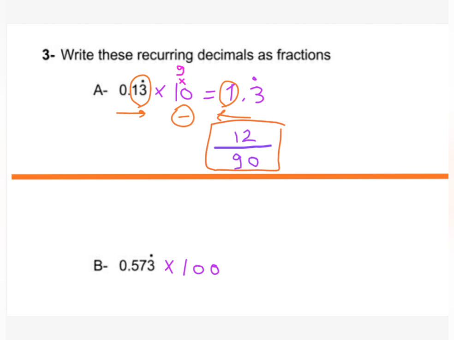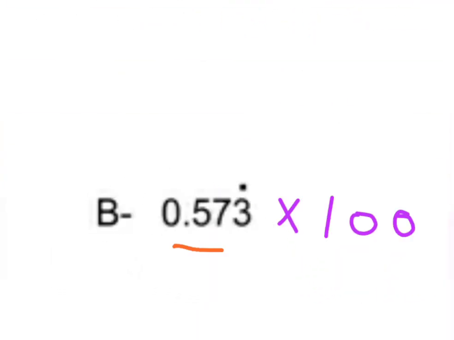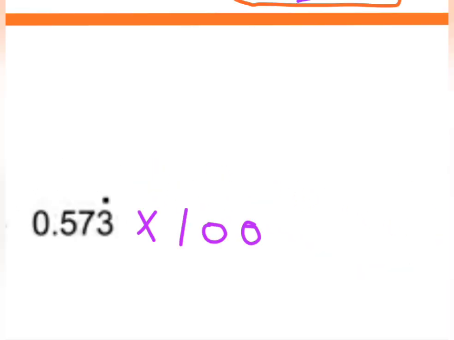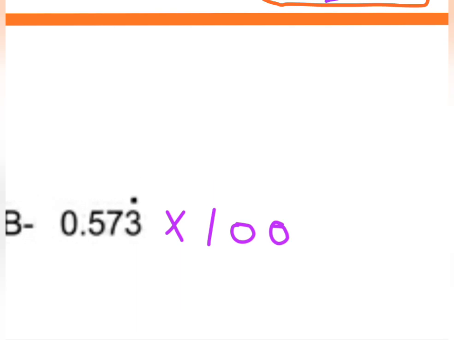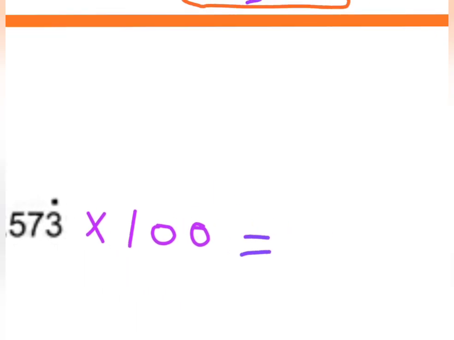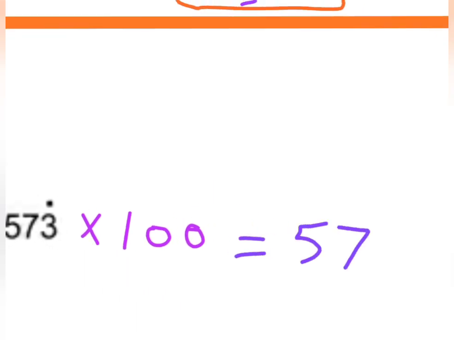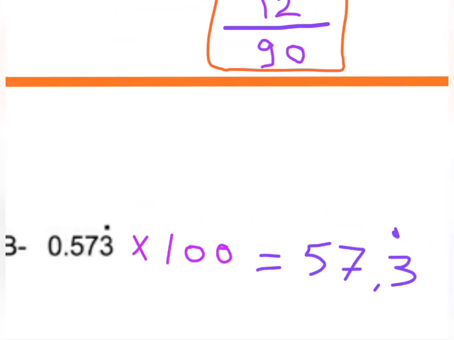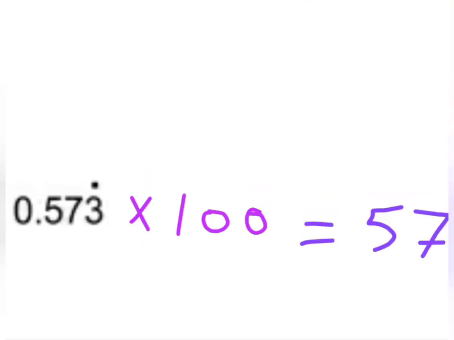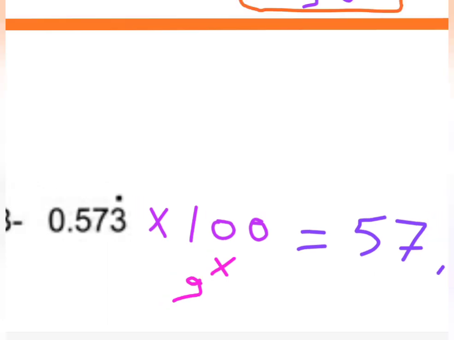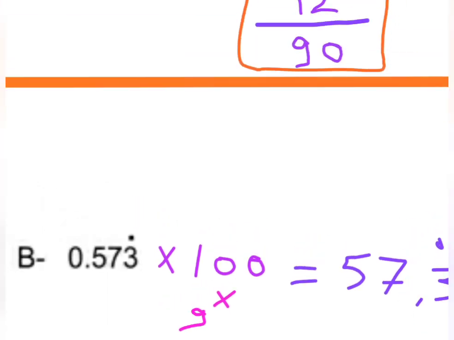Now let's take a look at question B. In question B, as we said, we have two numbers. That's why we multiply by 100. Same idea, we're going to multiply by 100 and the answer will be 57.3 with a recurring point like this. Now, same idea, I'm going to multiply the 100 by 9 to give me the answer of the denominator. I'm going to open a fraction like this.